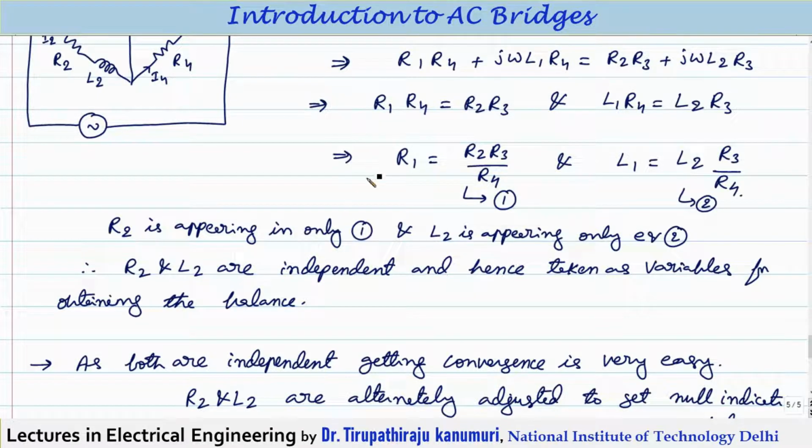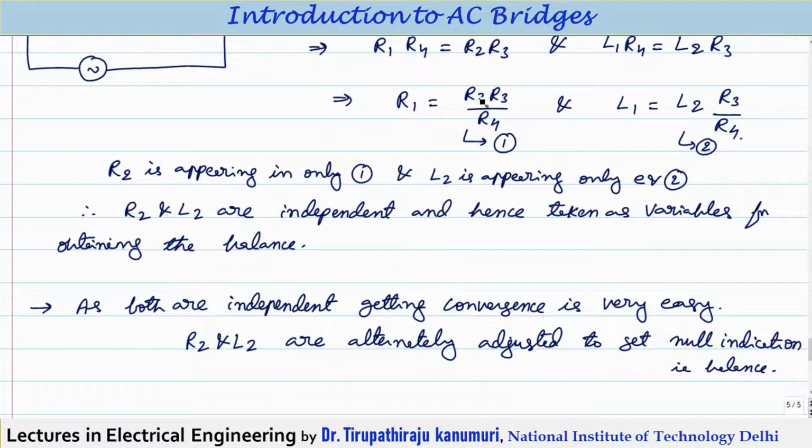So how will we do it? We will vary either R2 or L2 first, so that the detector value, whatever value it is showing, will decrease. Then vary the second one. Like that, one after the other, they are finely tuned until we get the balance. So in that way getting the balance will be easy. Instead of R2 and L2, if I take R3 and R4, then the tuning will be a very difficult task, because when you vary the value, it will disturb both the equations. So that's why it will be very complex.